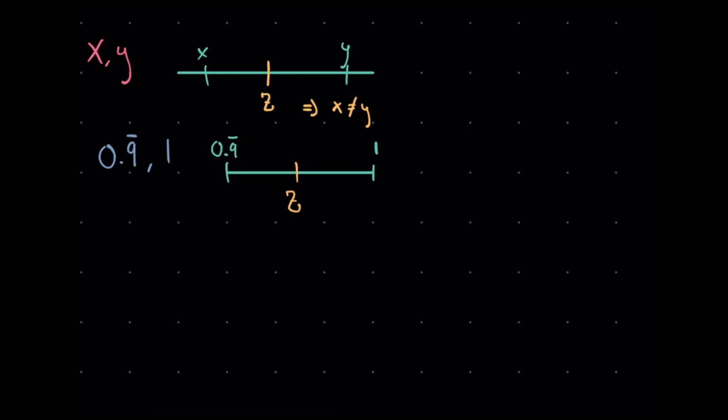Because 0.99999... gets infinitely close to 1, you actually can't find any z that's going to be in between these two numbers. And by that logic, since we can't find a number in between those two, they must be equal. So therefore, we conclude that 0.9999... is equal to 1 in fact.